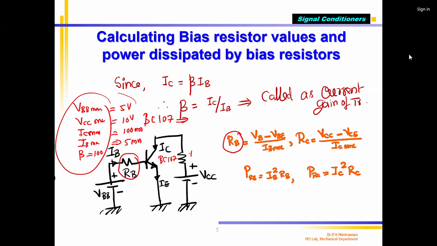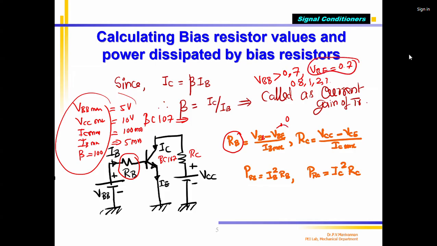For this, how will you compute RB? How will you compute RC? That is what this formula is for. RB equal to, note down this formula, is nothing but VBB minus VBE. We know that VBE is always 0.7. Whether VBB is 0.8 volts or 1 volt, 2 volt, 3 volt, this will remain constant.